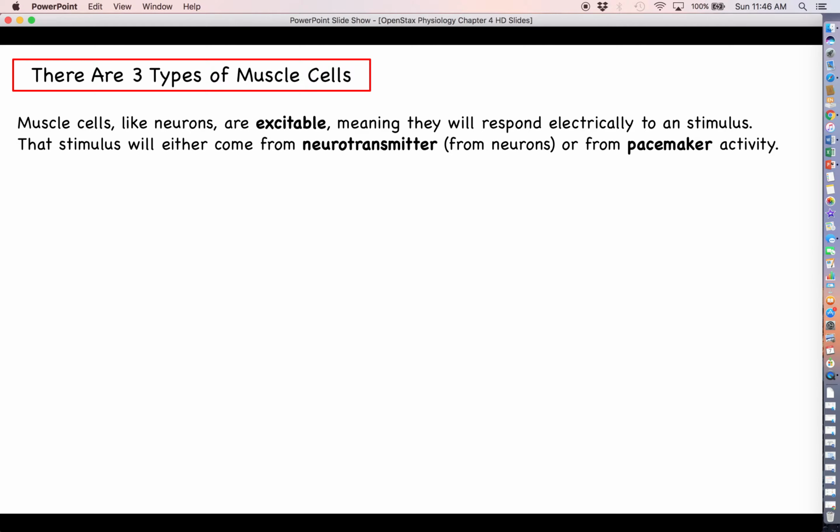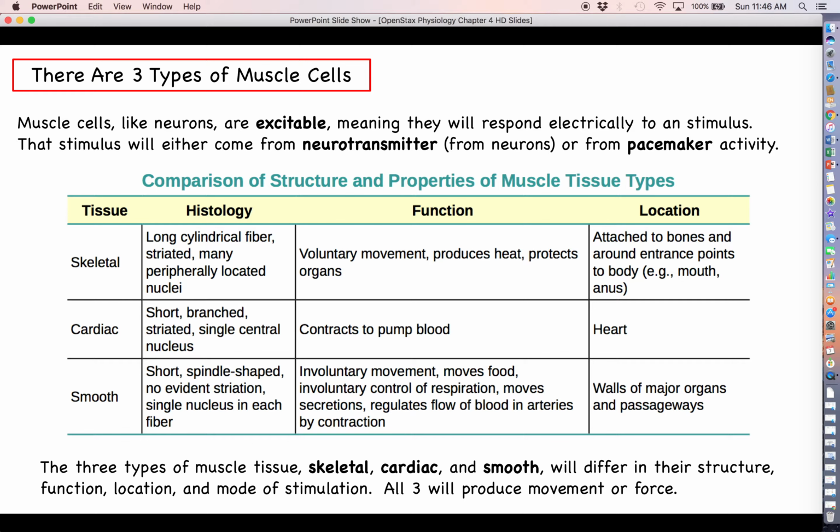So muscle cells, like neurons, are going to be excitable, which really means that they are capable of responding to an electrical stimulus. That stimulus is either going to come from a neurotransmitter that is released from neurons that are communicating with these muscle cells, or from pacemaker activity, which you're probably familiar with, the idea of pacemakers in the heart. So this table that you're looking at details the differences and similarities between the three different types of muscle tissue: skeletal muscle, cardiac muscle, and smooth muscle.